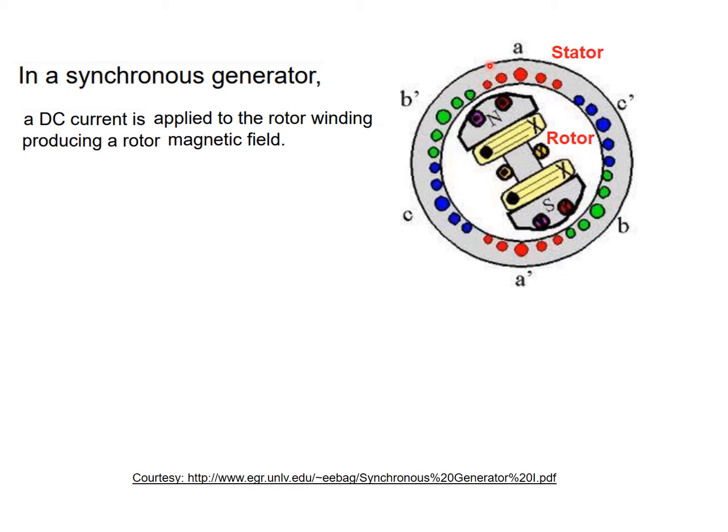This is the body, which is called a stator. It remains stationary, that is why it is called a stator, and this part rotates, and that is why it is called the rotor. Now a DC current is applied to the rotor winding, producing a rotor magnetic field. So this one is provided with the DC current, so it provides a magnetic field around the rotor.